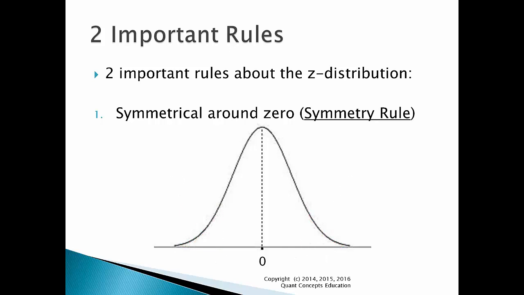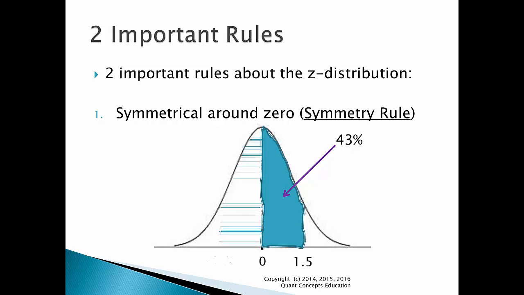Let's look at another example of this rule. Suppose you know that the probability that z lies between 0 and 1.5 is equal to 43%. Now, again, because of the symmetry rule, we also know that the probability that z lies between negative 1.5 and 0 is also equal to 43%.